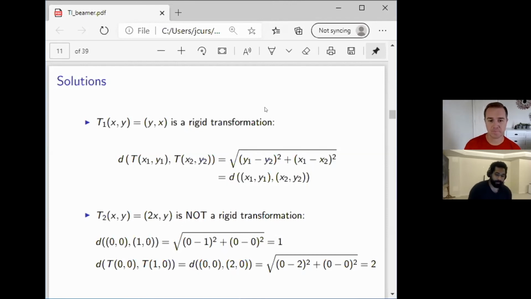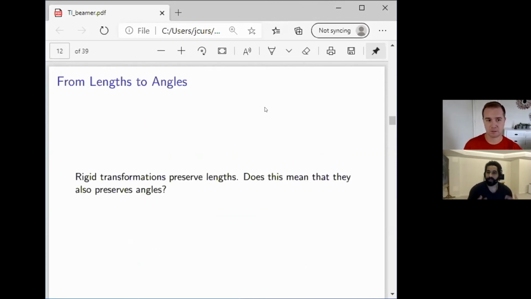Now, we've been talking a lot about things preserving length, but we haven't said anything about angles. And we've been looking at some examples of transforming shapes using rigid transformations. And one thing I want to ask you at home is, do you think that rigid transformations also preserve angles? So just take a second, and I want you to think about it. Pause the video, come to some conclusion.